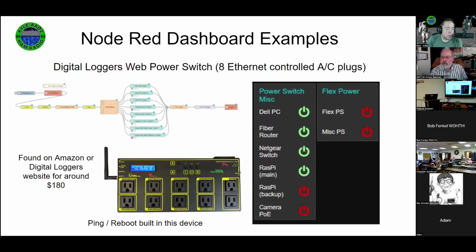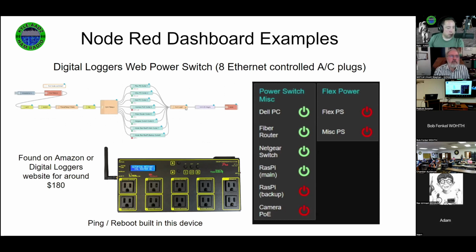So let's talk about this Digital Loggers web relay switch. If you're going to start out in Node-RED and you want to interface a piece of equipment, I would suggest this is probably the first piece of equipment that you want to buy. It's about $180, and there's a ton of flows. I think there are like 5 flows on the Groups.io under the files location where you can download and mess around with it.